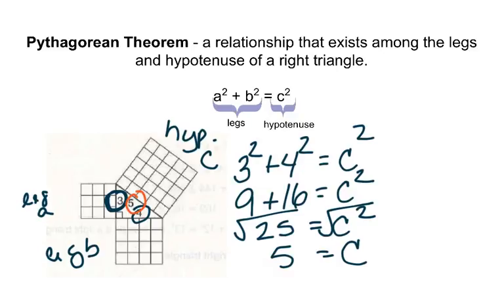That's how we're going to determine, is it a right triangle? We're going to look at the legs, add them together, and see if their square root is equal to the hypotenuse.